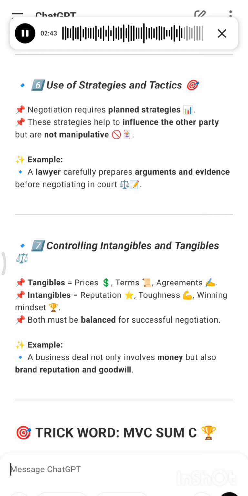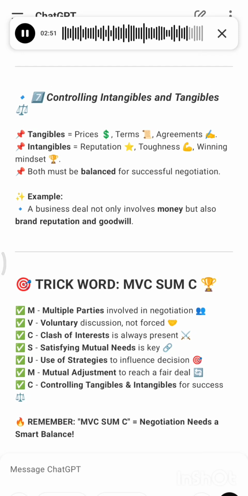Trick word: MVC SUM C. M, see multiple parties involved in negotiation. V, voluntary discussion, not forced. C, clash of interests is always present. S, satisfying mutual needs is key. U, use of strategies to influence decision. M, mutual adjustment to reach a fair deal. C, controlling tangibles and intangibles for success. Remember, MVC SUM C: negotiation needs a smart balance.